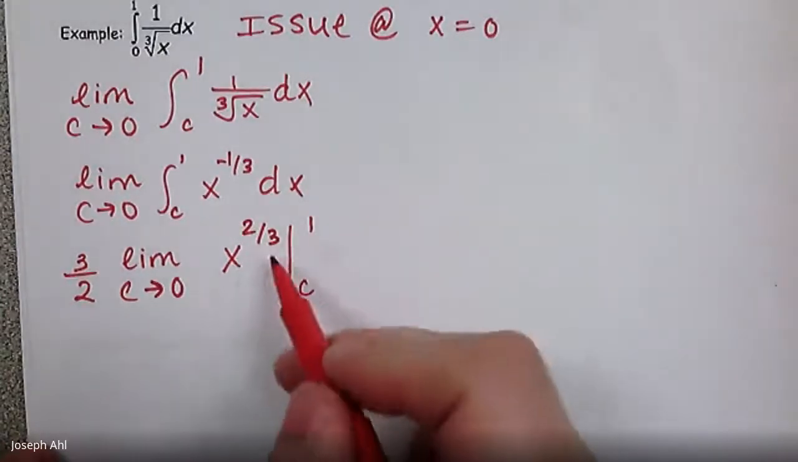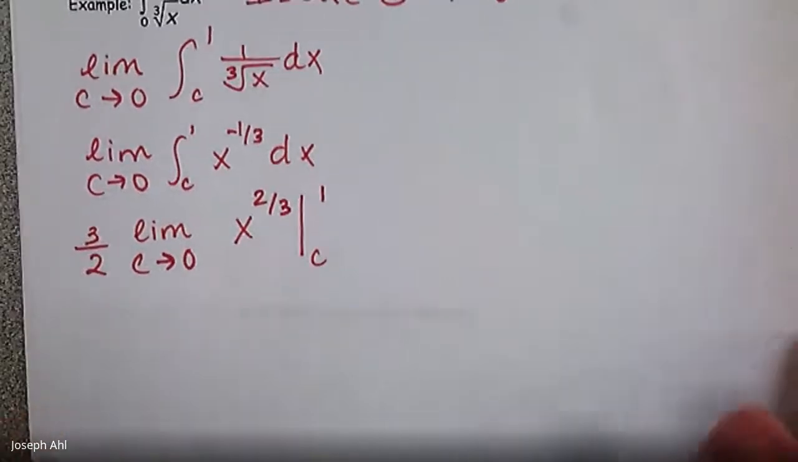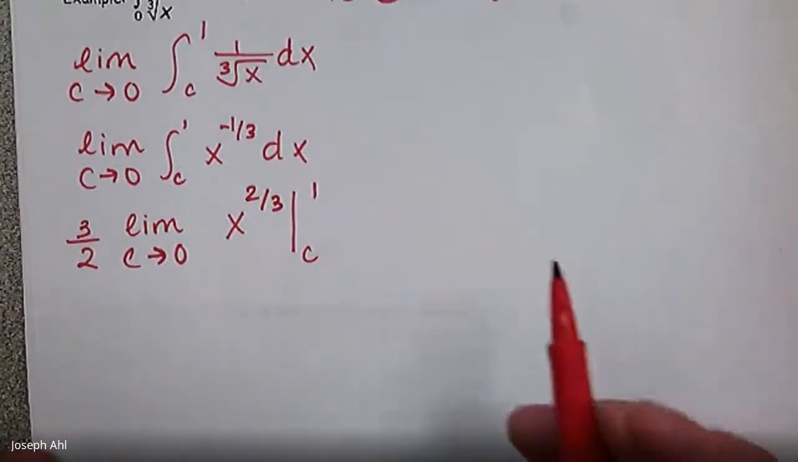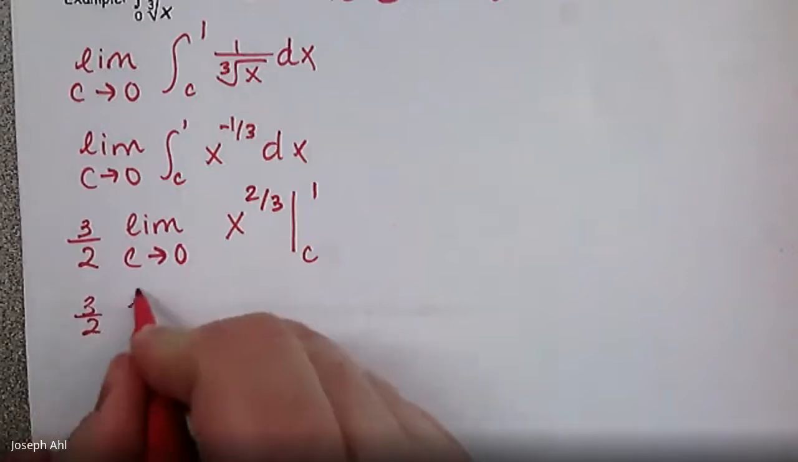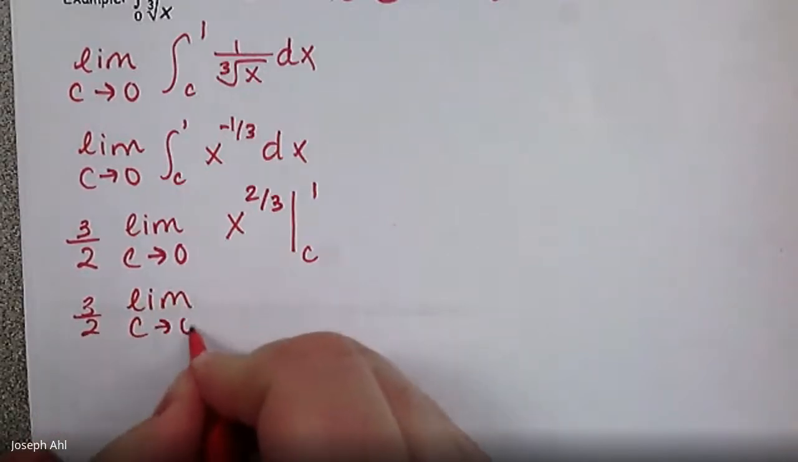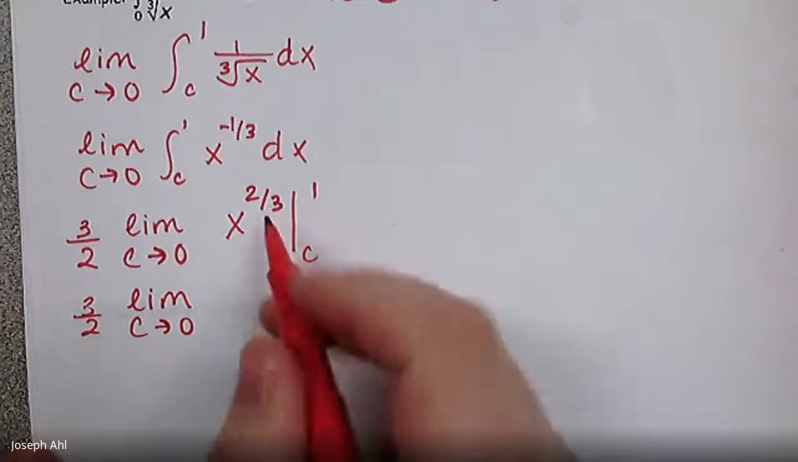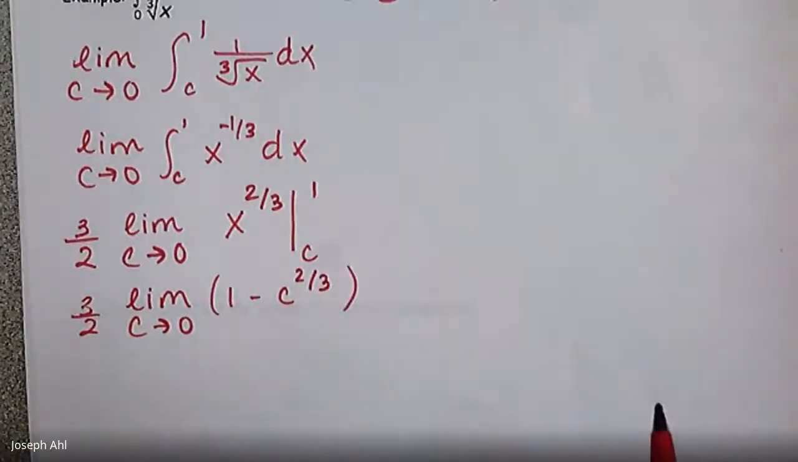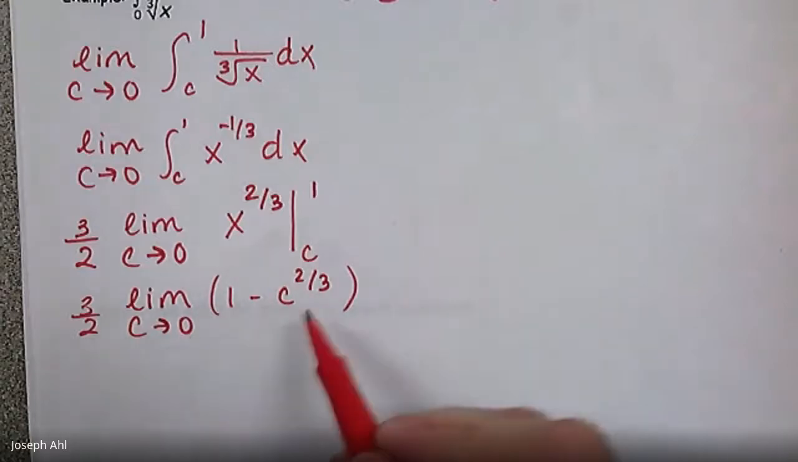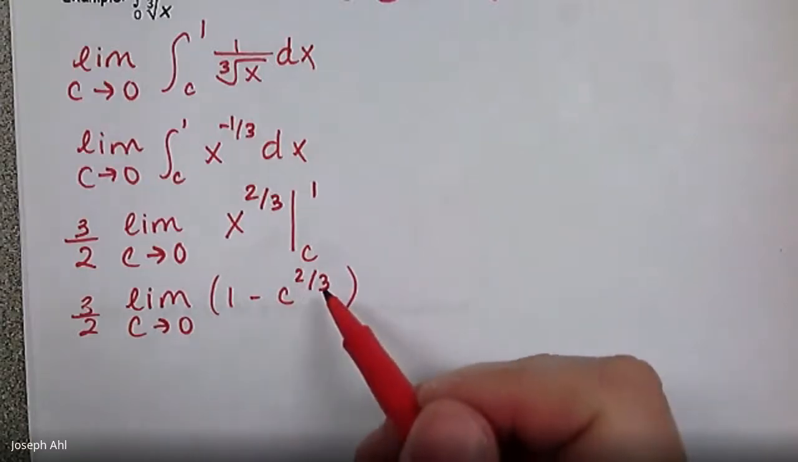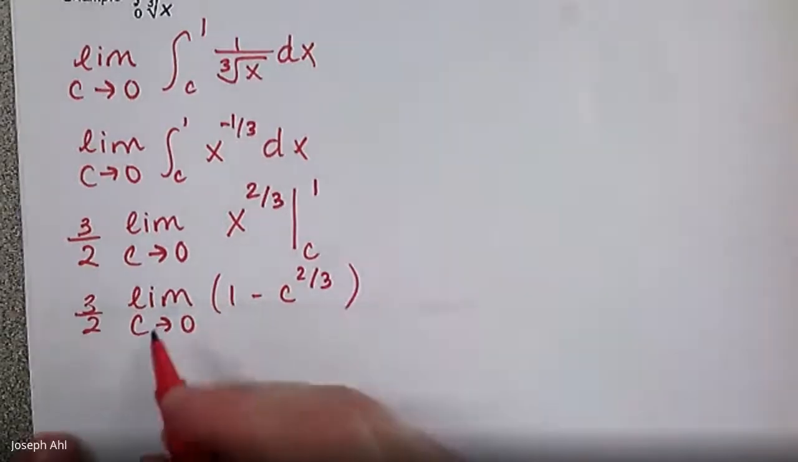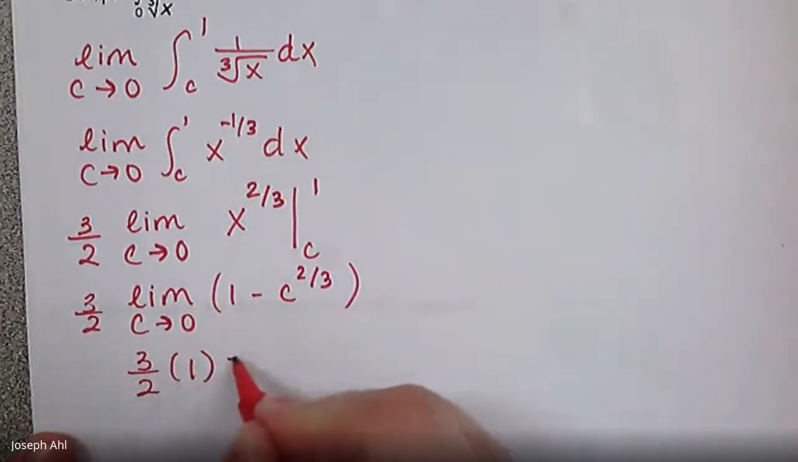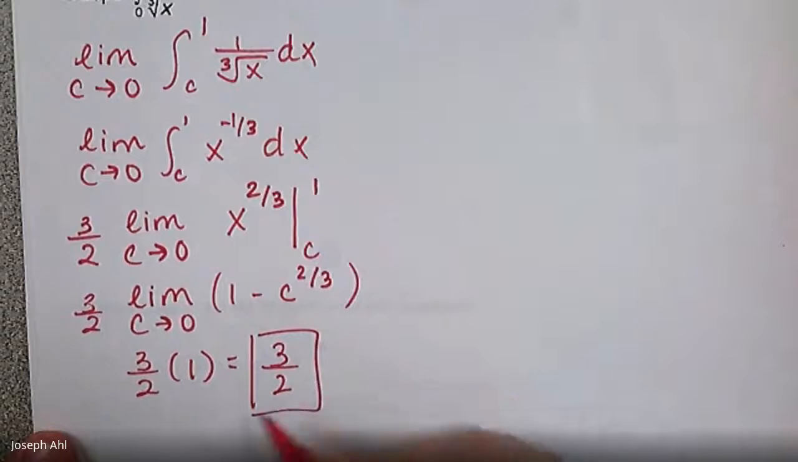All right, so we're going to now write what we have left, x to the 2/3 over the bounds from c to 1. So it's going to be 3/2 times the limit as c goes to 0 of 1 to the 2/3, which is 1, minus c to the 2/3. And this limit does exist, doesn't it? As c goes to 0, this becomes a 0. So the limit as c goes to 0 of this is 1, and then 3/2 times 1 is in fact 3/2.